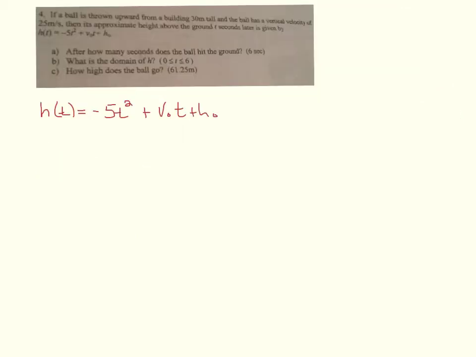Alright. Number 4. A ball is thrown in the air from a building 30 meters tall. Might help us to draw a picture this time. So here's my building. Isn't it cute? So that distance right there is 30 meters. It has an initial vertical velocity of 25 meters per second. Its approximate height on the ground, t seconds later, is given by this formula right here. After how many seconds does the ball hit the ground? I even gave you the answer. It's 6 seconds.